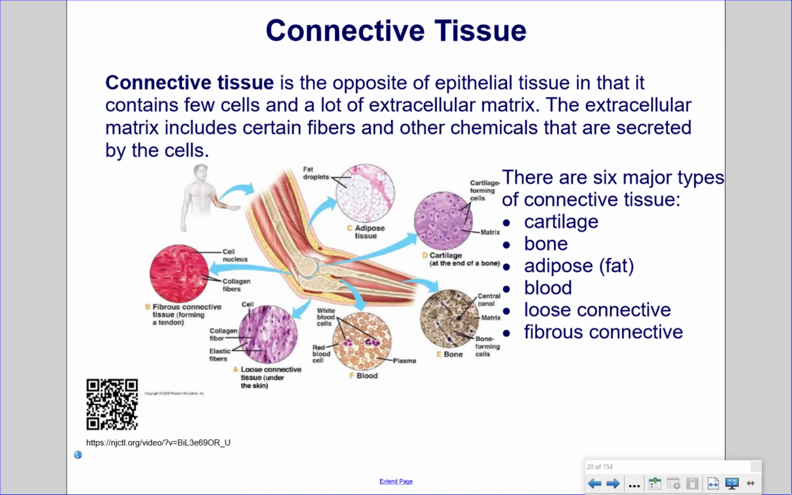Connective tissue. Connective tissue is the opposite of epithelial tissue in that it contains few cells and a lot of extracellular matrix. The extracellular matrix includes certain fibers and other chemicals that are secreted by the cells. There are 6 major types of connective tissue. They include cartilage, bone, adipose or fat, blood, loose connective, and fibrous connective tissue.